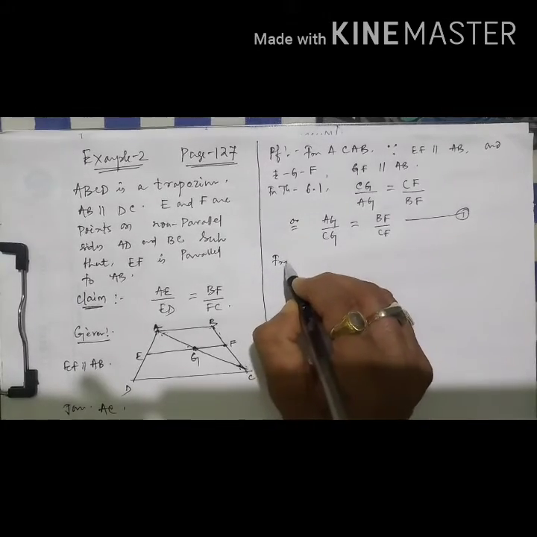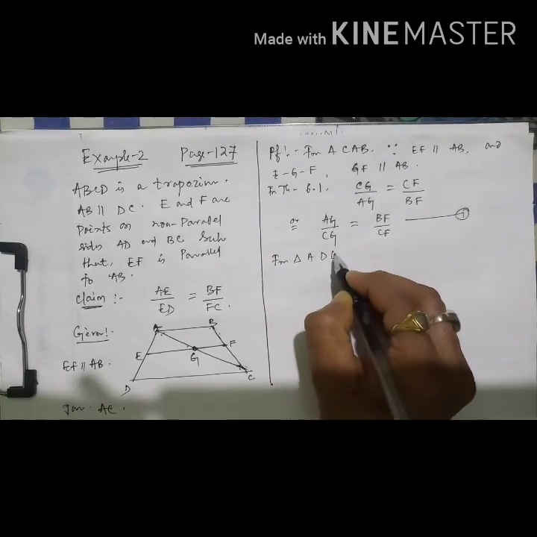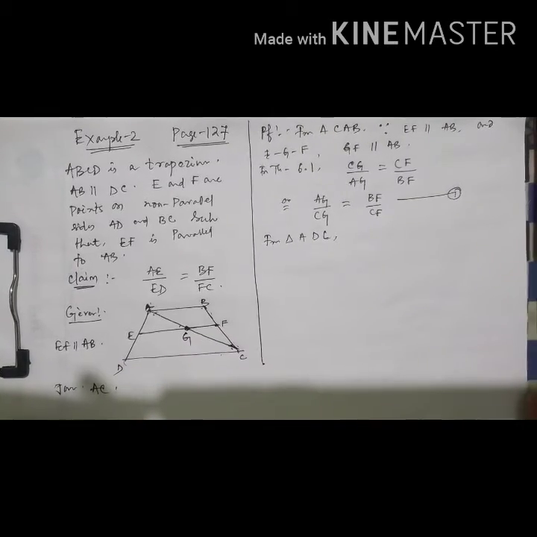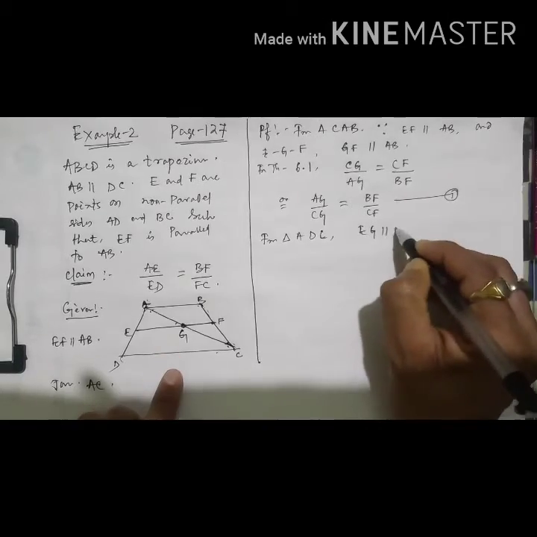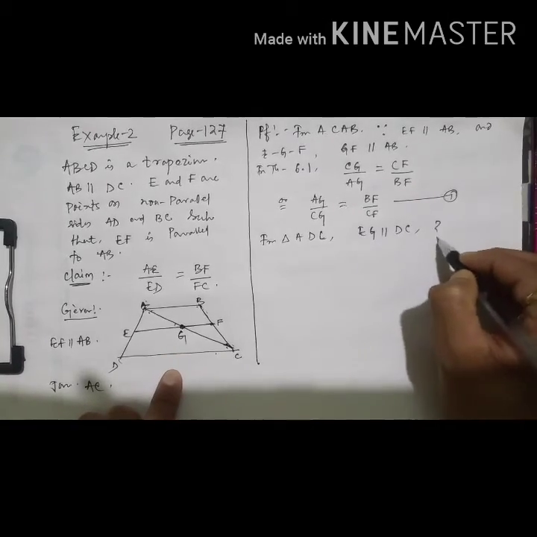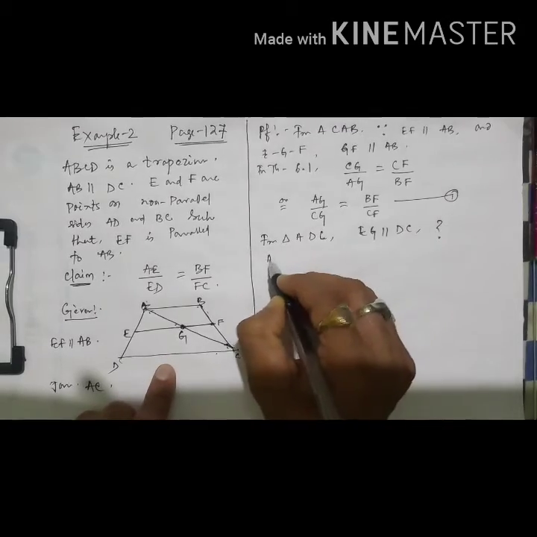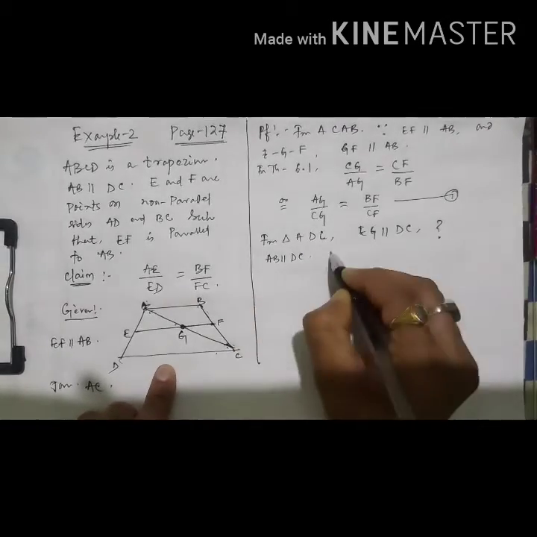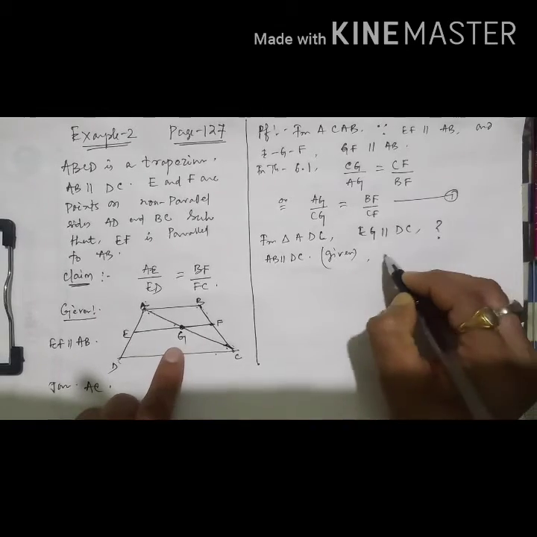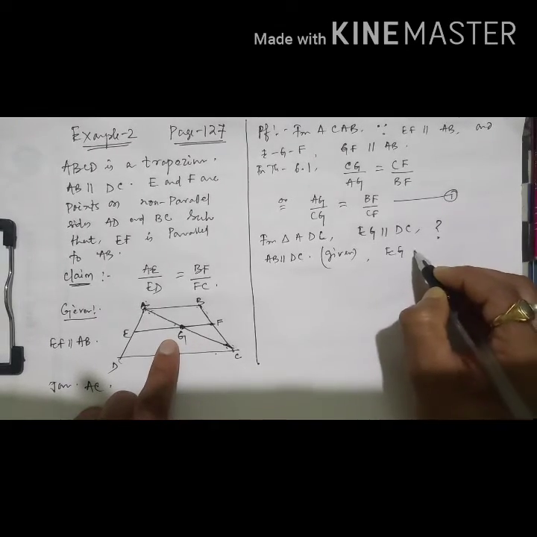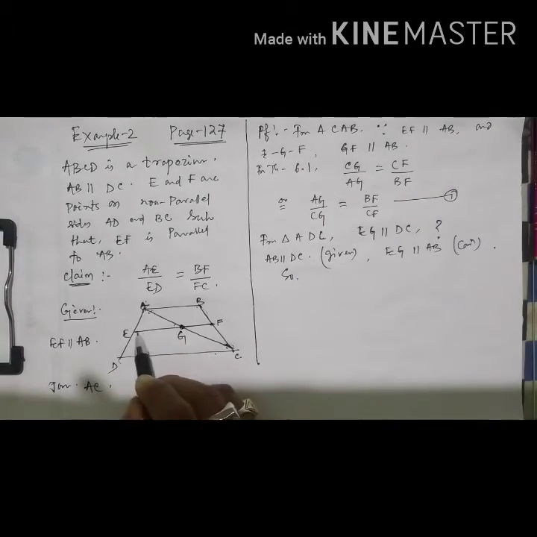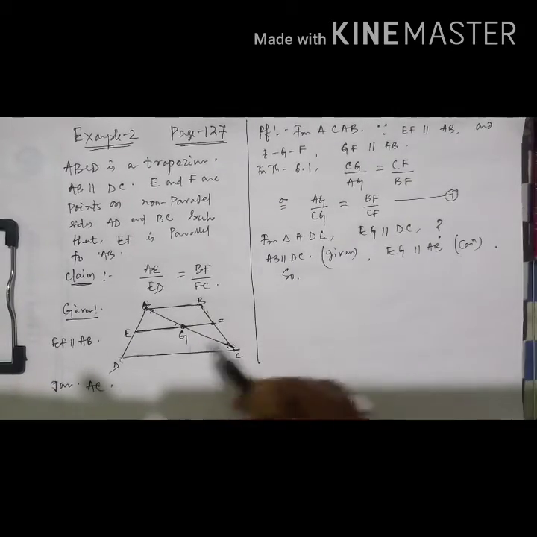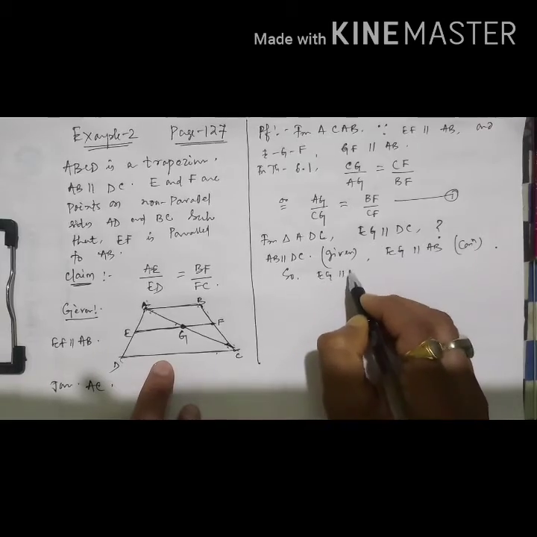Next come to the triangle ADC. In ADC triangle you see EG parallel to DC. Why? Because of AB parallel to DC, this is given, and EG parallel to AB by construction. So EG parallel to AB by construction and AB parallel to DC given. So we can write EG parallel to DC.